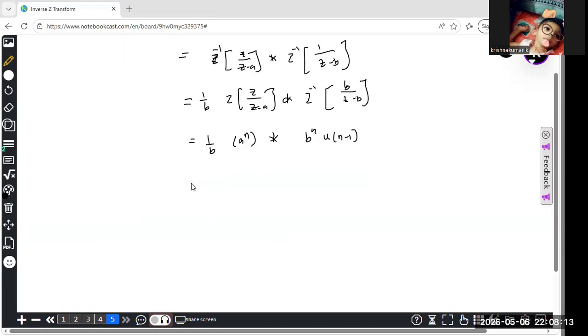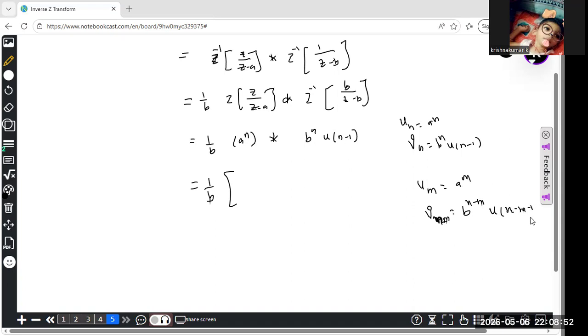So now here 1 by b is a constant, and you choose u n is equal to a power n, and v n is equal to b power n into u of n minus 1. Therefore u m is equal to a power m, and v n minus m is equal to b power n minus m into u of n minus m minus 1. In the place of n, we have to put this also.